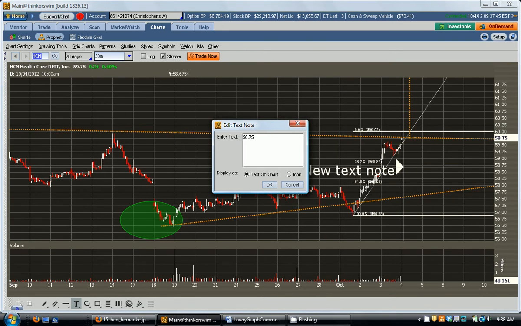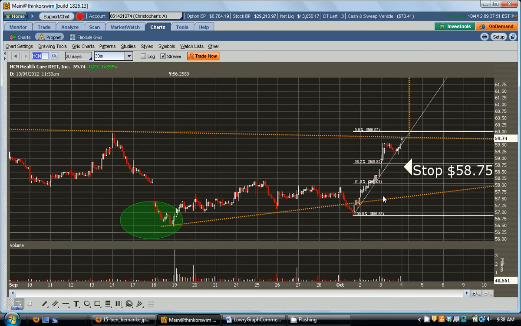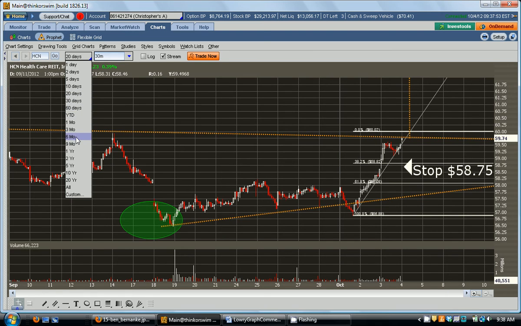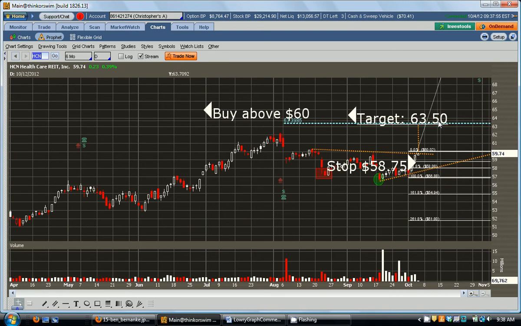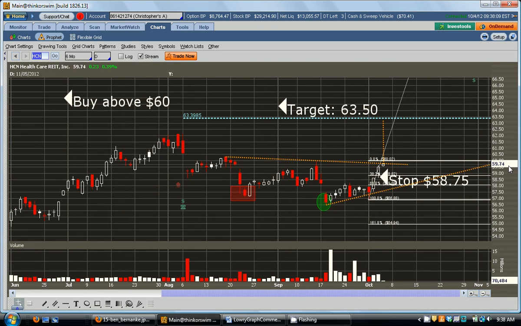So that is our stop level, and that gives us about $1.25 risk, and about $3.50 reward, which gives us just under a 3 to 1 risk reward ratio. So being that this is a swing trade, it is a short-term trade, it's going to be a little more risky, but like I said, it's a short-term pop that we're looking for.